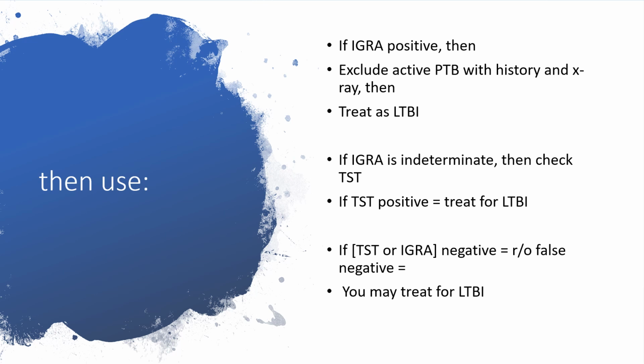If TST or IGRA is negative, then rule out false negative. You may treat for latent TB infection based on history of contact with the affected person or the reason why the individual has been chosen for screening.